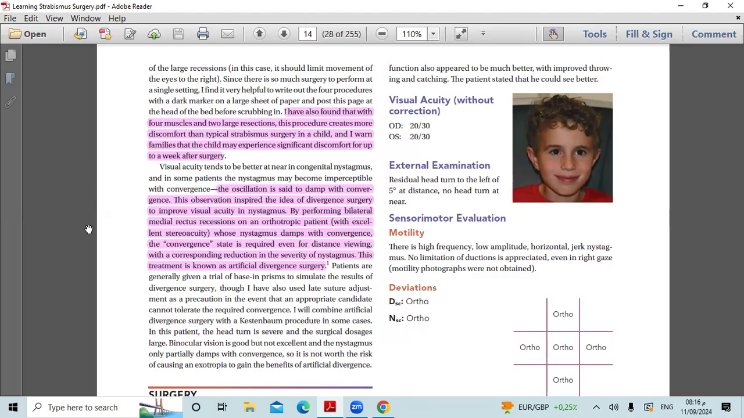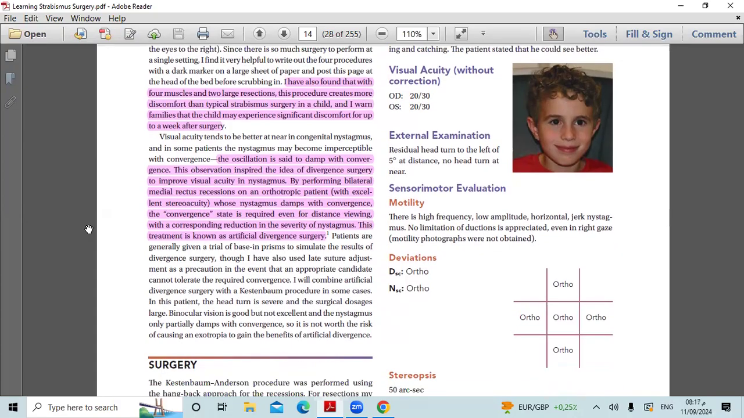In this patient, the head turn is severe and the surgical doses are large. Binocular vision is good, but not excellent, and the nystagmus only partially dampens with convergence. So it is not worth the risk of causing an exotropia to gain the benefits of artificial divergence.